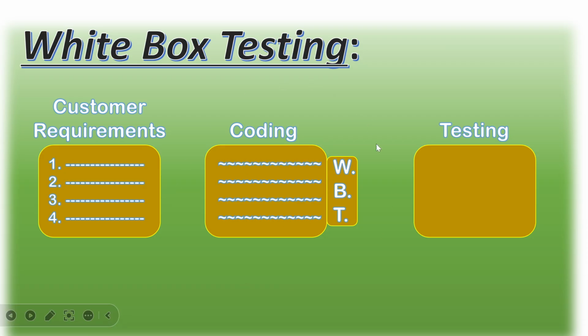Once the coding and one round of white box testing is completed by the developer, the application will be handed over to the test engineers for testing. Once again, I'll tell you the entire process. Once the requirement is collected from the customer, a set of developers start developing the application by writing code as per the requirements. After coding is done, developers have one more step of testing, which is nothing but our white box testing.